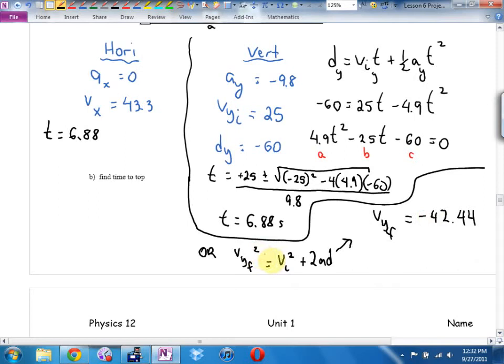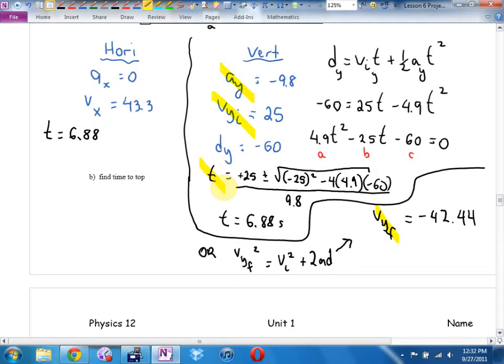Why does that help, Andrew? Well, now that I have V final, I know the initial, I know A, I can find T. Is there an equation that has V final, V initial, A, and T in it? Which one? Get the T by itself. Which is one we've been doing almost since grade 10.